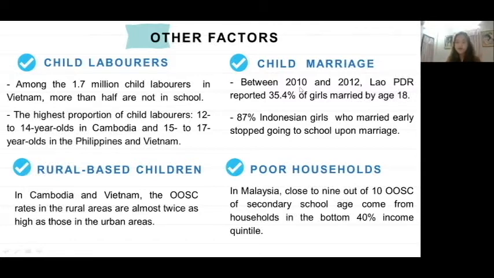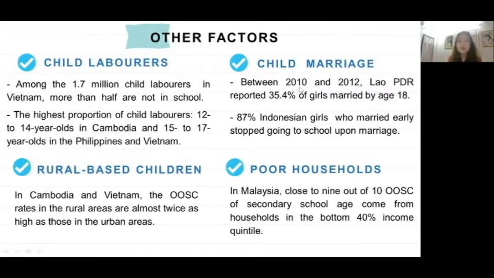And the last factor that I want to focus on is poor households, which have a close connection to the last problem, rural areas. One of the factors that strongly determines the OOSC rate is household income. According to statistics from nine countries, the highest proportions of OOSC belong to the poorest households.